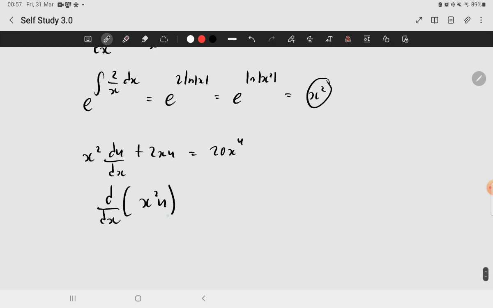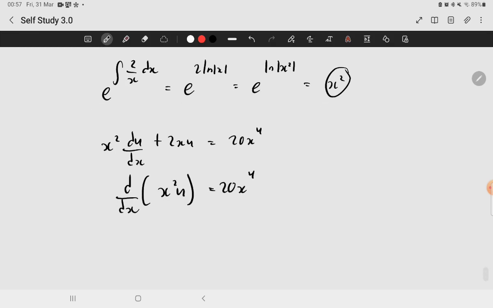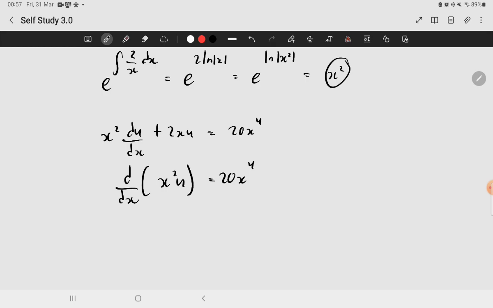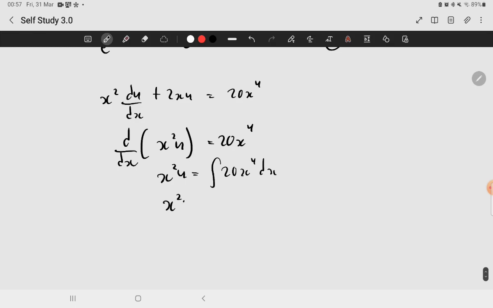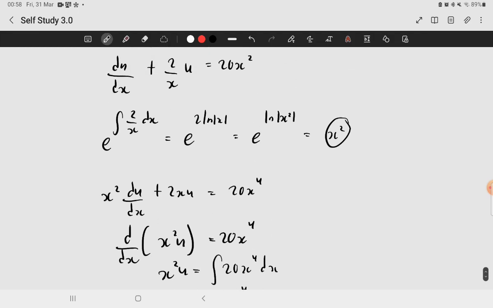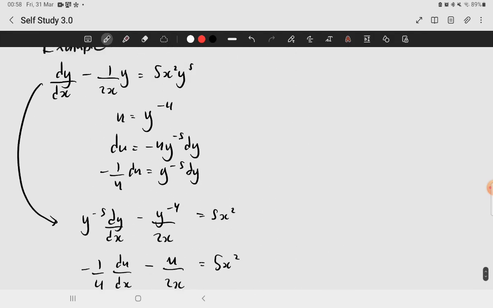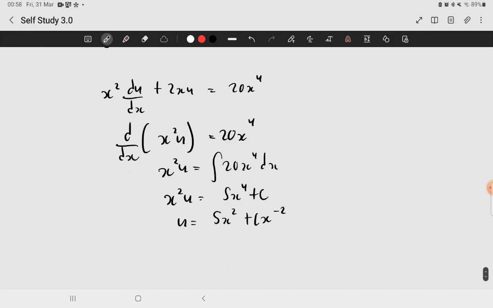The derivative of x squared u is equal to 20x to the power 4. Now, by integrating both sides, you obtain x squared times u is equal to the integral of 20x to the power 4 dx. Now solve as usual: 5x to the power 4 plus c. Dividing both sides by x squared, you obtain 5x squared plus c x to the power of negative 2. And there you go. Now you are left with u in terms of x, so you have to go back to your substitution, which is y to the power negative 4. So y to the power negative 4 is equal to 5x squared plus c x to the power negative 2.